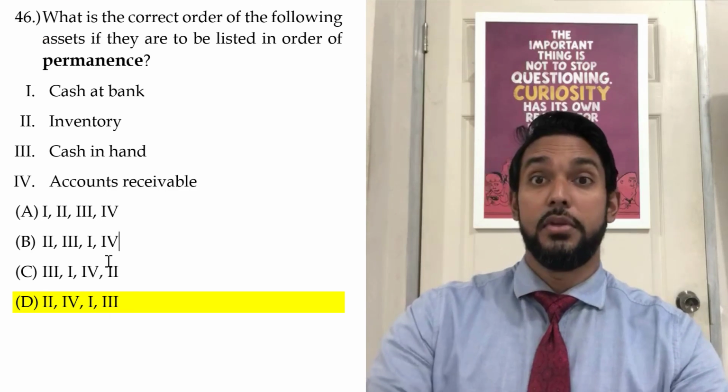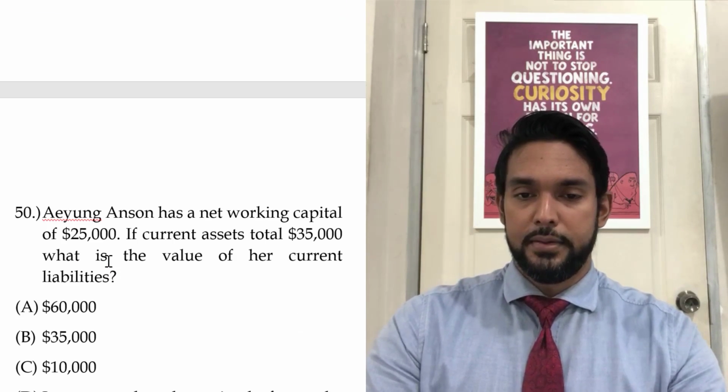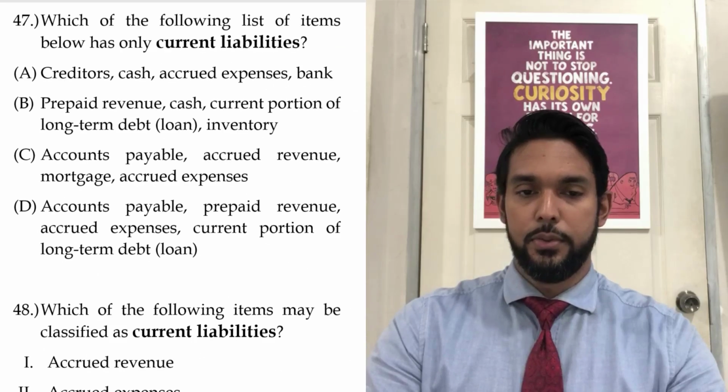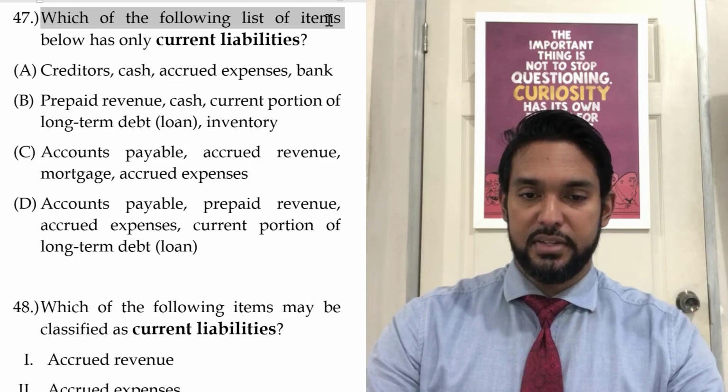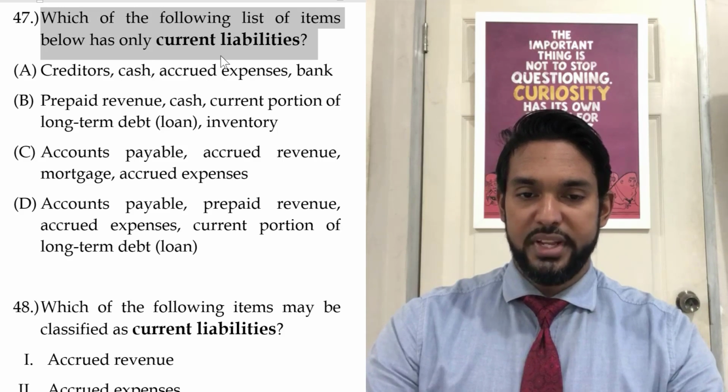Okay, all right, let's scroll down and tackle some more questions. Okay, so here we go. Number 47 says, which of the following list of items below has only current liabilities?